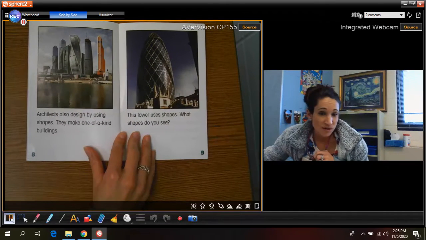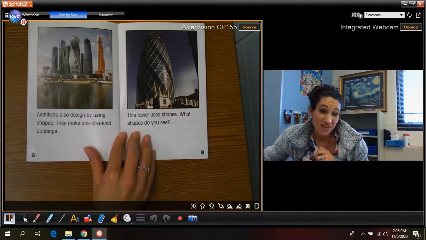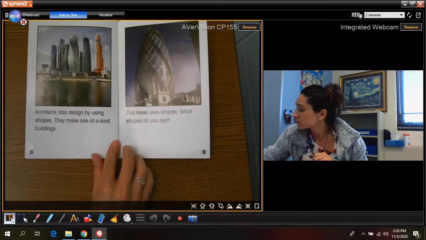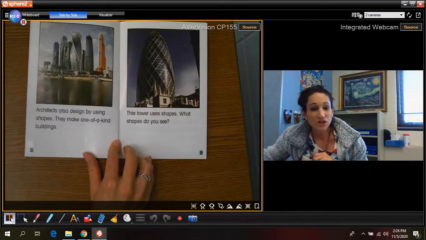I see lots of shapes in there. I see diamonds, triangles, and then the building itself is kind of like a cone shape. And then below it, those buildings look like squares and rectangles. There's some triangles here on top of those buildings. Lots of shapes.